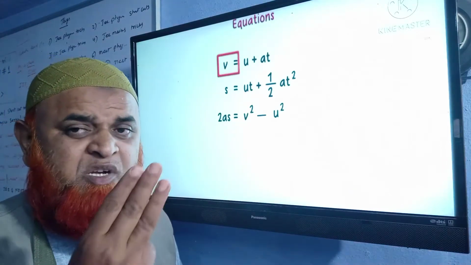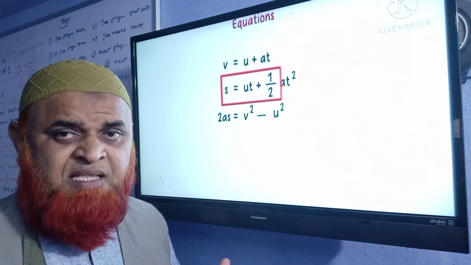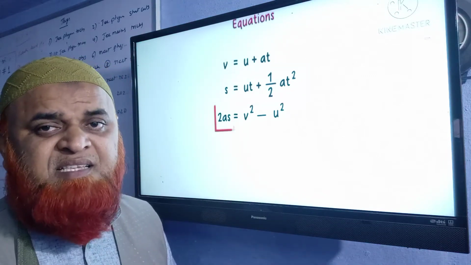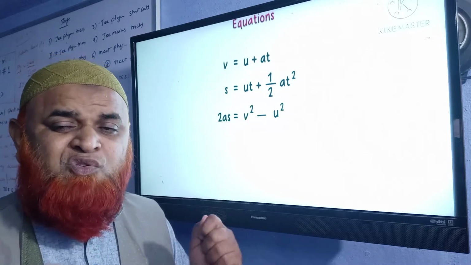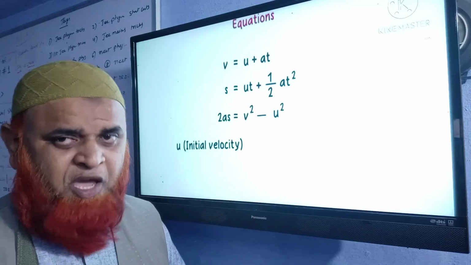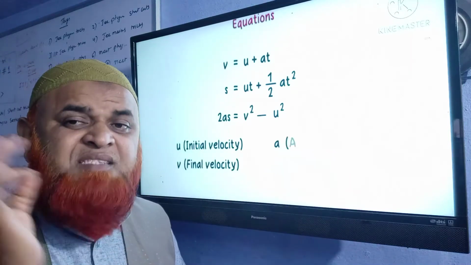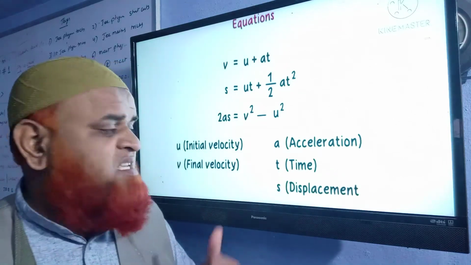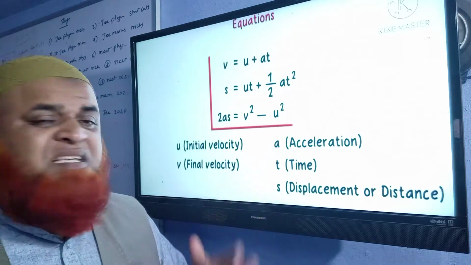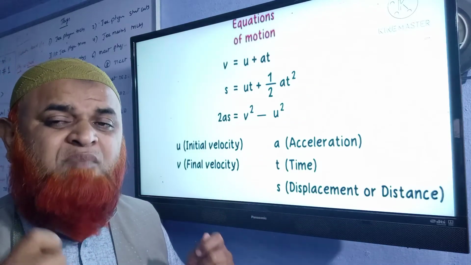We need to derive three equations of motion today. The first equation you all know very well: v is equal to u plus at. Second is s is equal to ut plus half at square. The third one is v square minus u square is equal to 2as. Now let us see what happens here. Initial velocity is taken as small u, final velocity is taken as v, acceleration is small a, time is small t, and displacement is s.